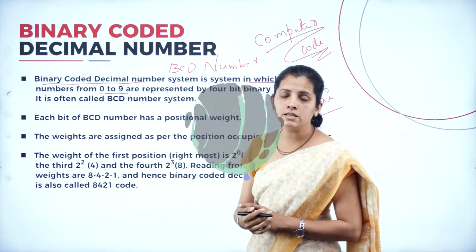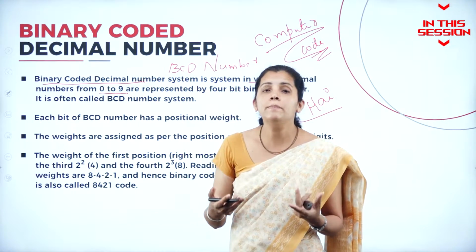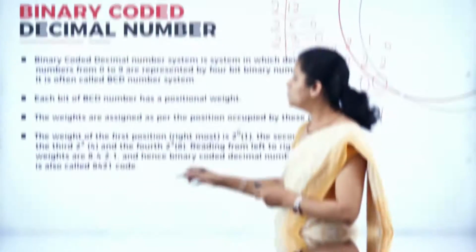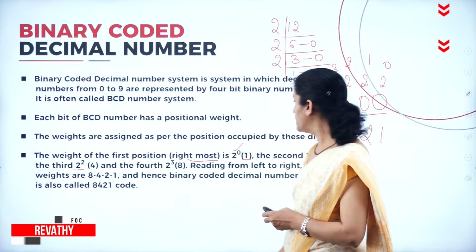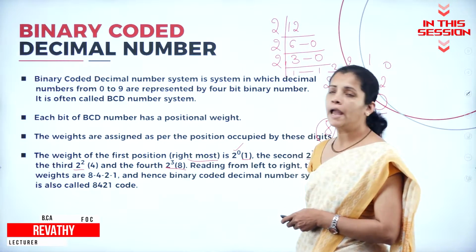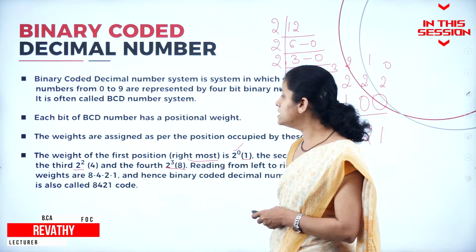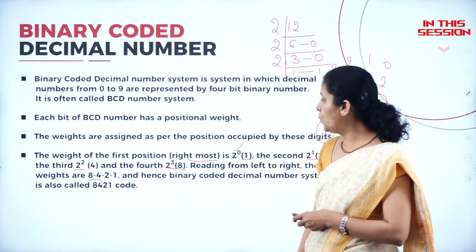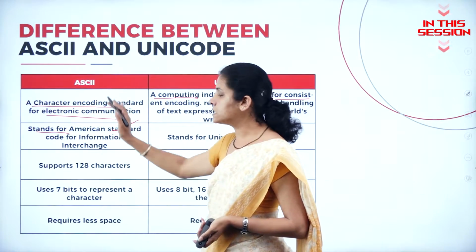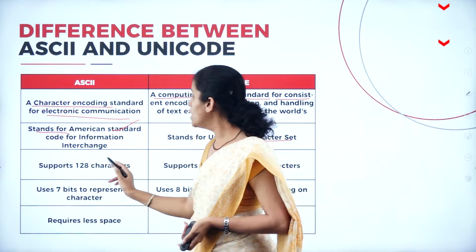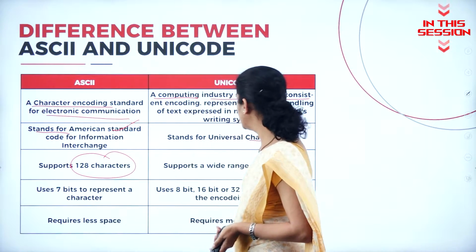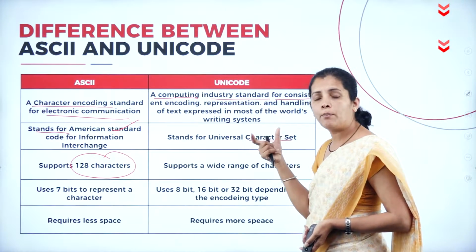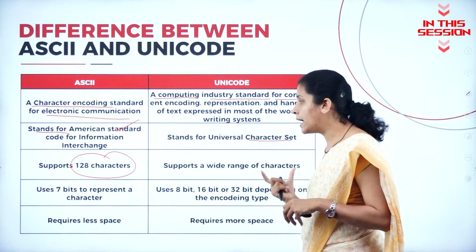If I want to represent 0 to 9, how many bits do I require? I require 4 bits. 2 to the power 2 is 4, and 2 to the power 3 is 8. So here BCD representation is nothing but 8, 4, 2, 1. If I go with ASCII, it supports only 128 characters. And if I go with UNICODE, it's going to support a wide range of characters.